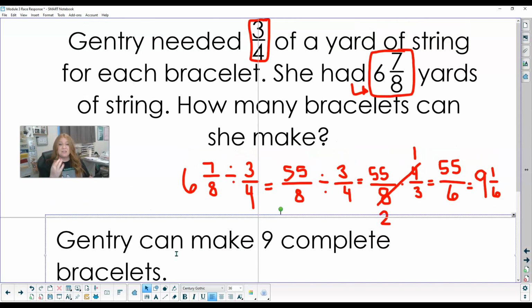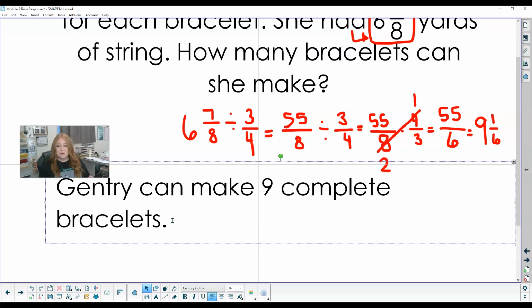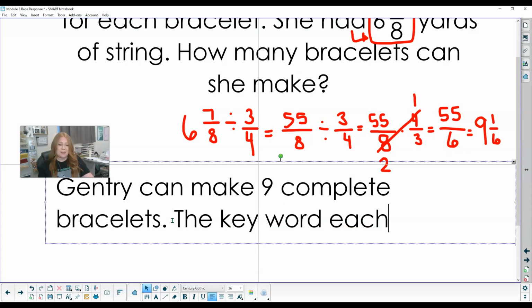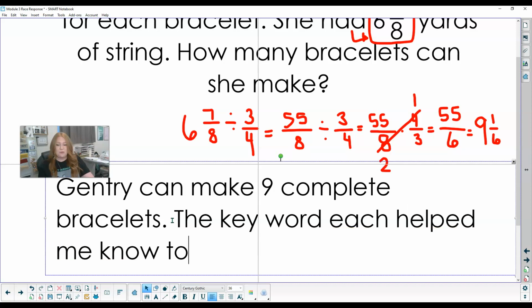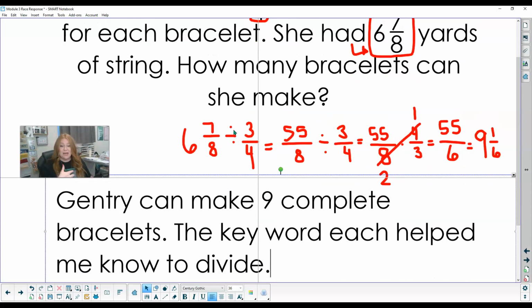Now C, I need to cite. Come back here. How did I know that I needed to divide? Well, I see here she was doing it for each bracelet. So I'm going to type the keyword "each" helped me know to divide. Okay, so why did I do that? I cited back from the problem.